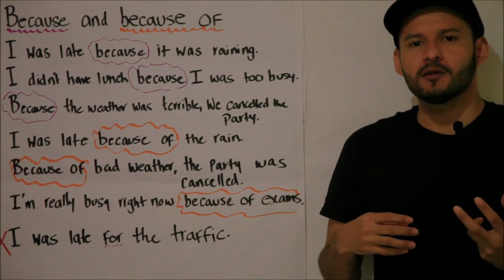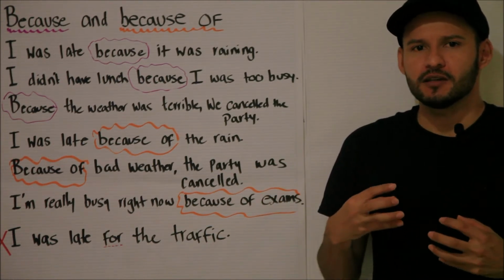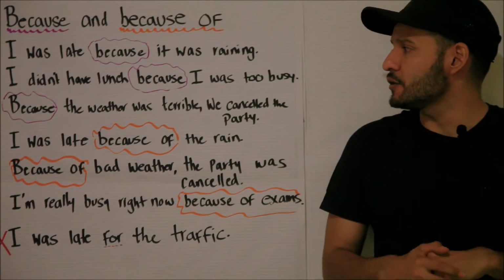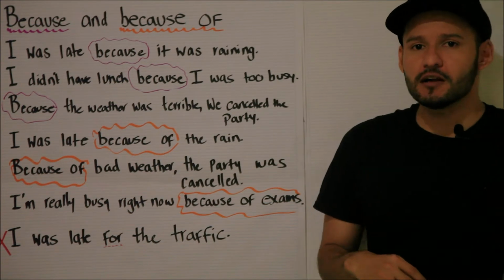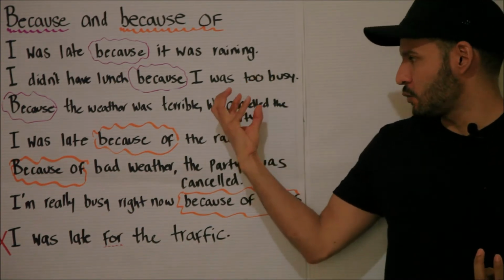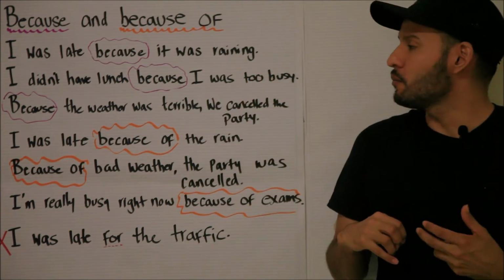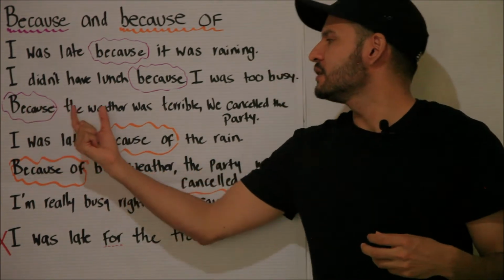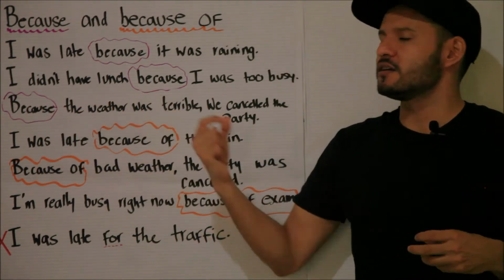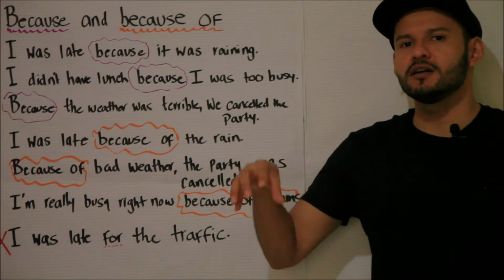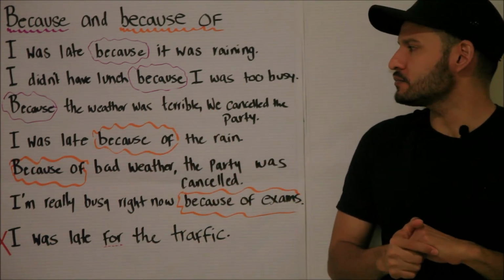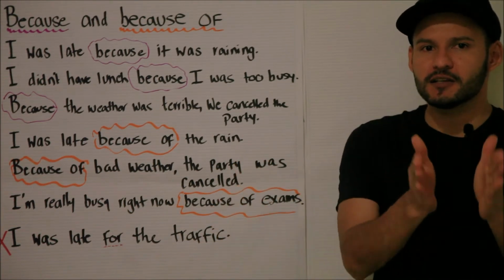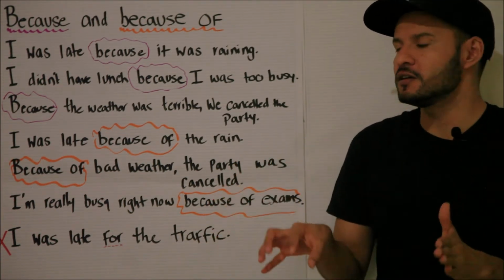Now, remember that the word because doesn't necessarily have to be in the middle of the sentence. It can also be at the beginning of the sentence. So, for example, you could say, because the weather was terrible, we canceled the party. But either way, I have the word because, the subject, and the verb, because the weather was terrible. And so that's because. You need a subject and you need a verb.